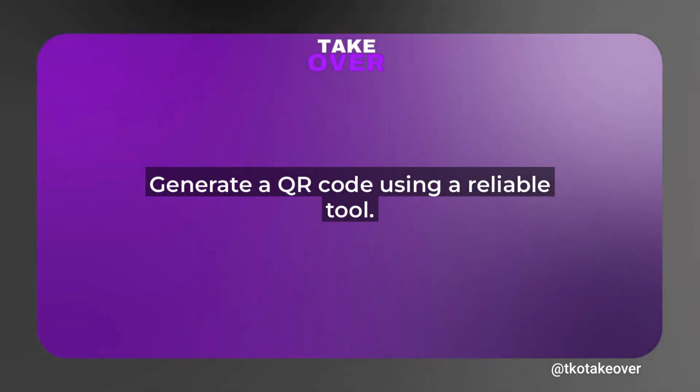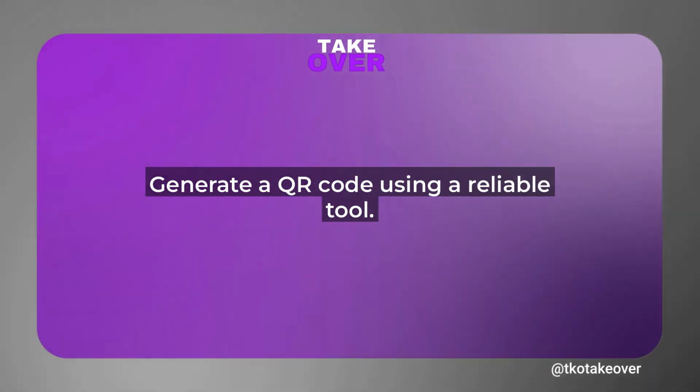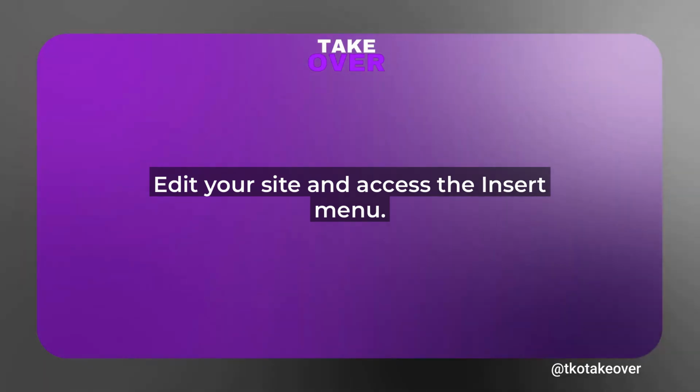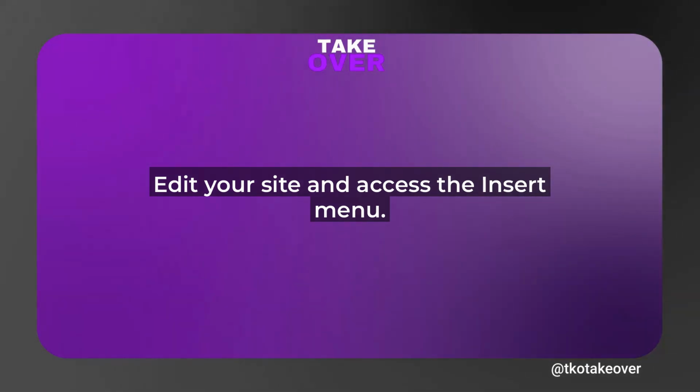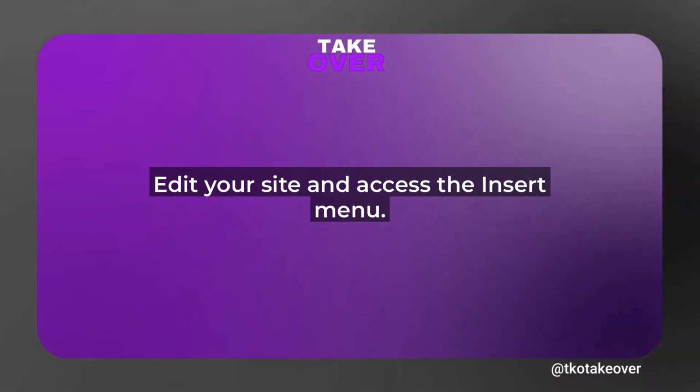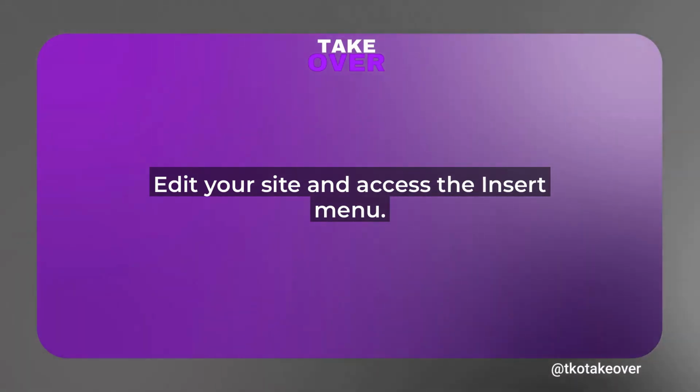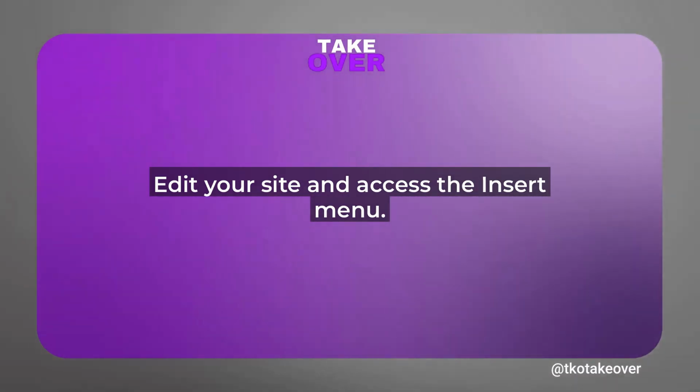Now, back in Google Sites, click the Edit button on your page. In the editor, look for the Insert menu on the right sidebar. Select Image from the options. Upload the QR code image you just downloaded from your device.